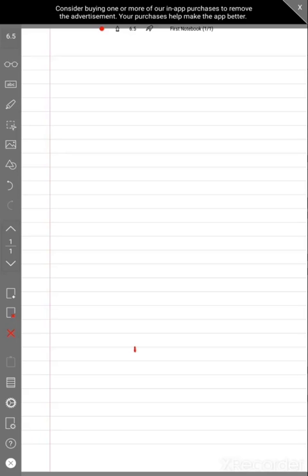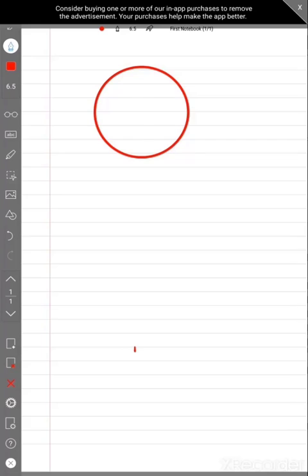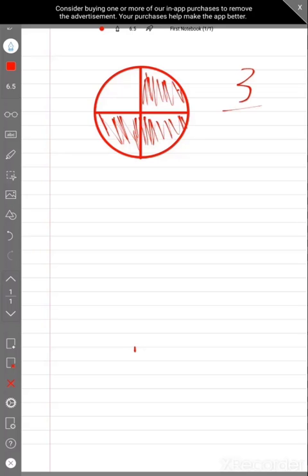So, if I have a pizza cut into 4 parts and I ate 3 pieces, what fraction of the pizza did I eat? Okay, so let's draw a pizza here that will be cut into 4 pieces. I ate 3, the number of pieces that I ate, divided by 4, the total number of pieces, which is 3/4. So I ate 3/4 of the pizza.